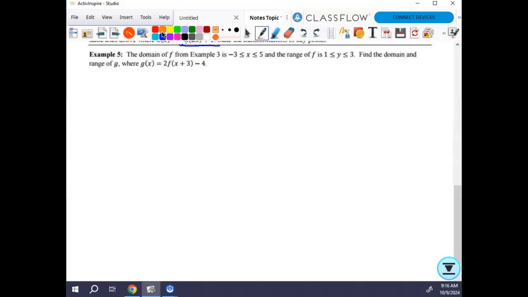So my domain goes from -3 to 5. And since those have lines underneath it, these are brackets. And then the range goes from 1 to 3, and these will be brackets as well. Okay?